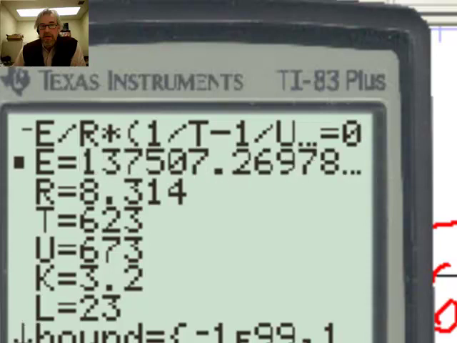Now, it doesn't know anything about significant figures, so I have to be smart enough to know that I should round this off to 140,000. But that's how you can use the solver. This could be used with the Clausius-Clapeyron equation, obviously, and it can be used with this equation, which is analogous to it, or anything that you want to solve that has multiple variables. It really speeds things up.